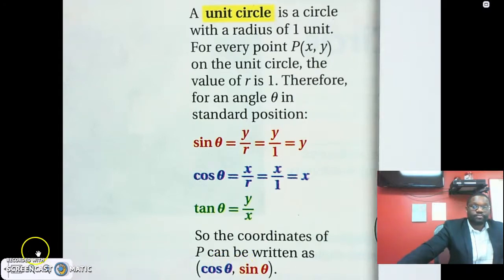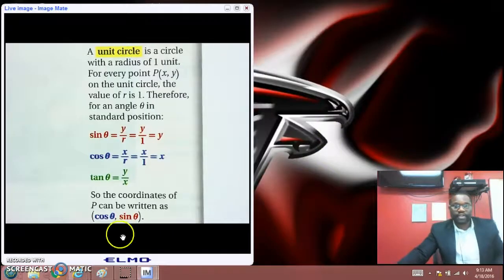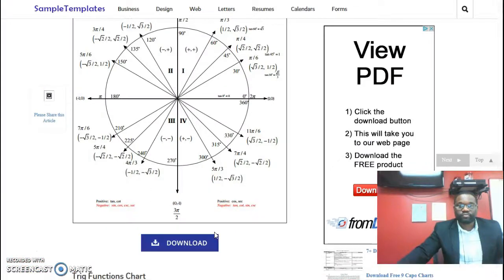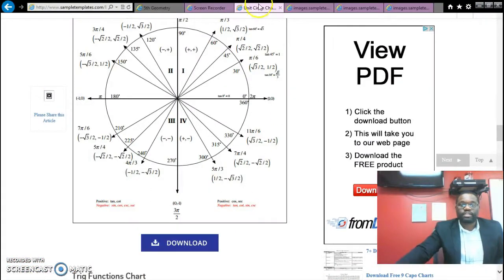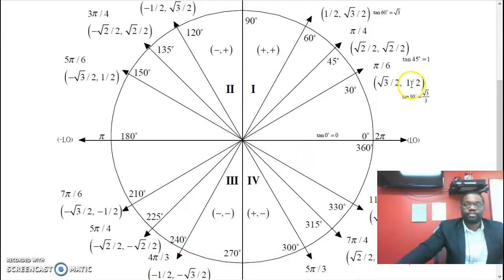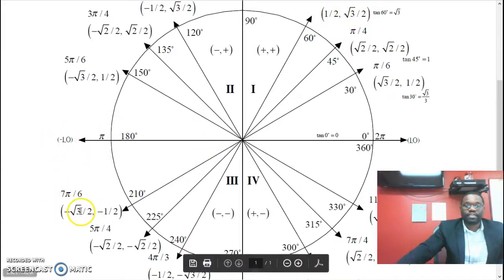So what does that mean? That means if we take a moment to actually go back to our unit circle, every single one of these here, x, comma, y, that's really cosine, comma, sine, cosine, sine, cosine, sine. Over here, cosine, sine. This is cosine, this is sine. Okay, so what does that mean?